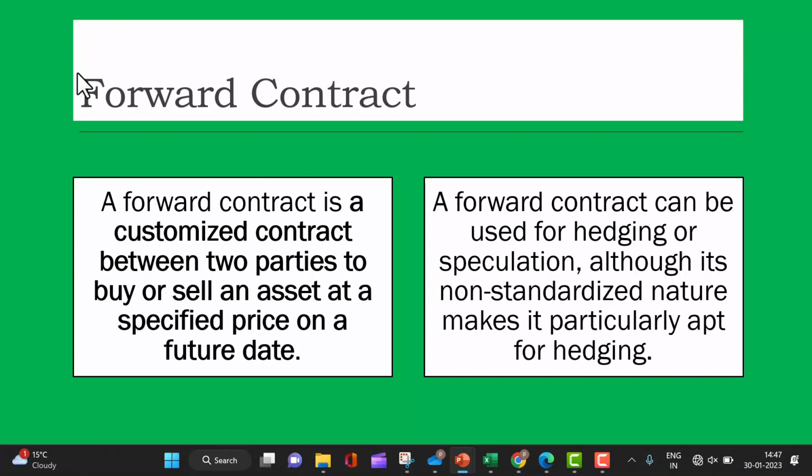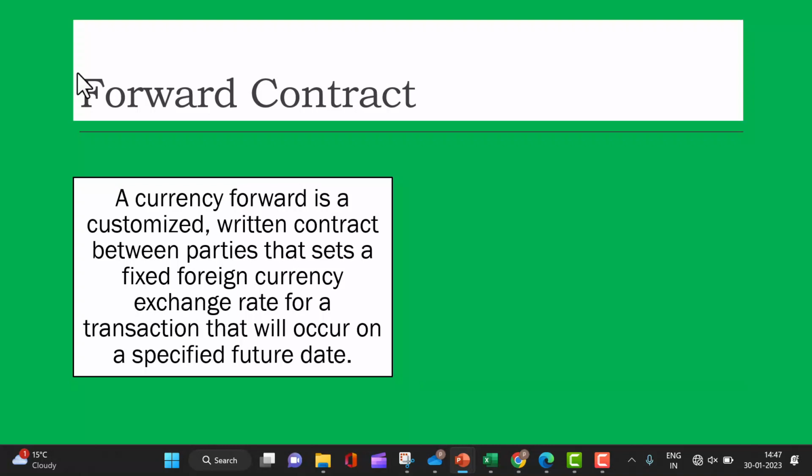A forward contract can be used for hedging or speculation. Although its non-standardized nature makes it particularly apt for hedging. So it is mainly used for hedging, not for speculative purposes. Only the futures are used for speculative purposes. In India, we are using forwards for hedging. So let's understand that a currency forward is a customized written contract between parties that sets a fixed foreign currency exchange rate for a transaction that will occur on a specified future date. Is that clear? So you go to the bank and say that I have to make a payment of dollars, say 1 million, after 6 months.